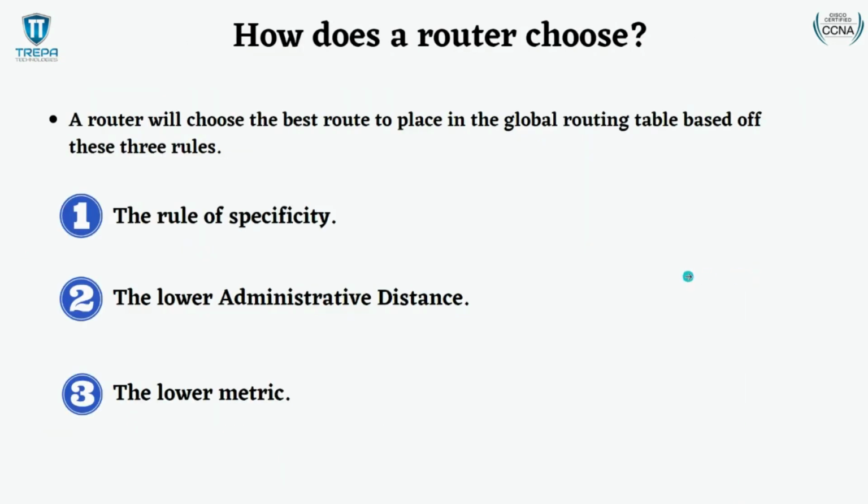Okay, now we're going to pause the video here, and our last video is going to go over how a router chooses to put routes into the global routing table. And we're going to go over the 3 rules the routing table goes off of. And we're going to dive into this in our next section.